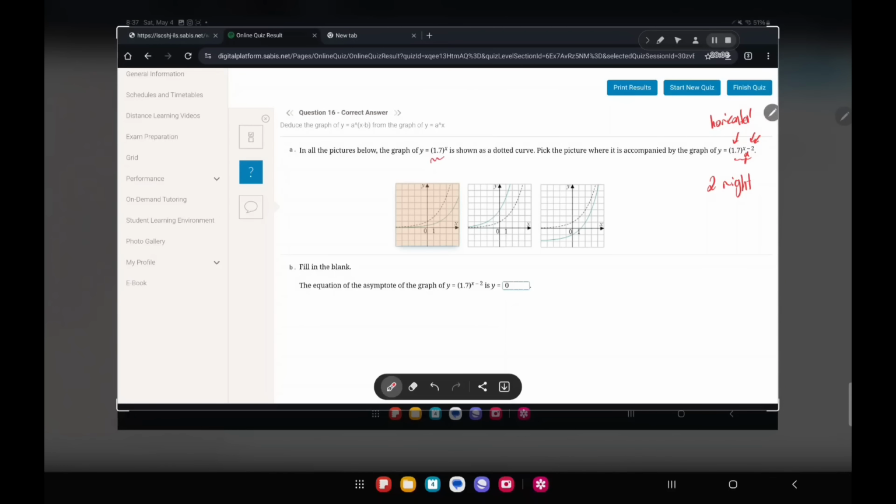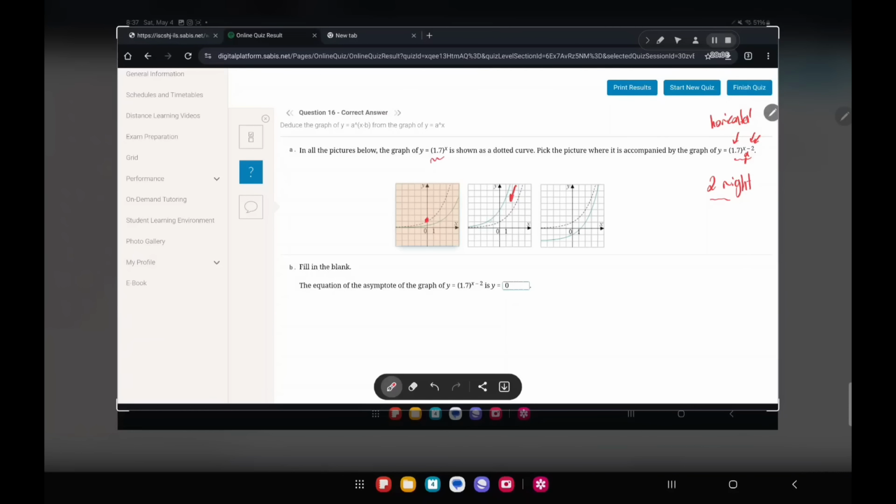So 1.7 to the x, same thing, it passes through 0, 1 over here, and it stops at y equals 0. As normal, because the asymptote is y equals 0, it's normal stuff. This is y equals 0. This is 1.7 to the x. But if I want it shifted 2 to the right, okay, let's start with this one.